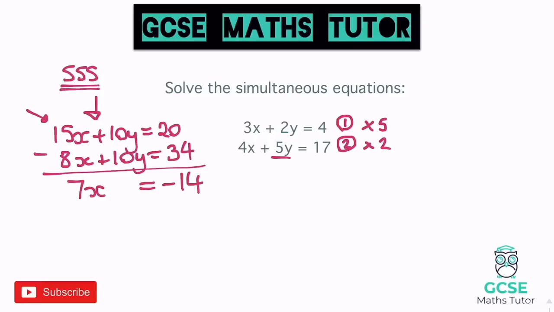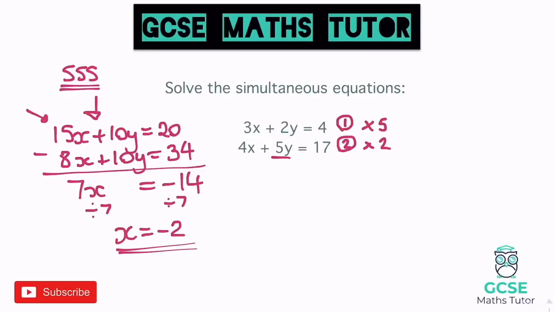So in order to solve this, to find out what 1x is, we're going to divide by 7. Just normal solving equations here, and we get the value of 1x therefore has to be equal to negative 2. Negative 14 divided by 7 is negative 2. So there is our first answer. We've got x equals negative 2.